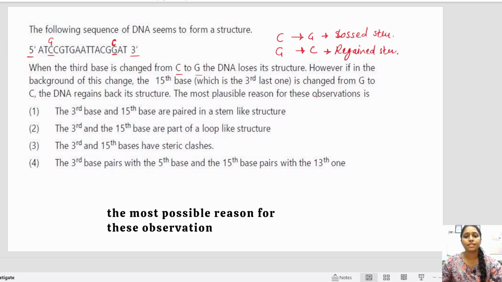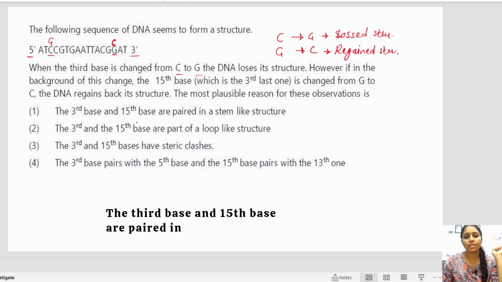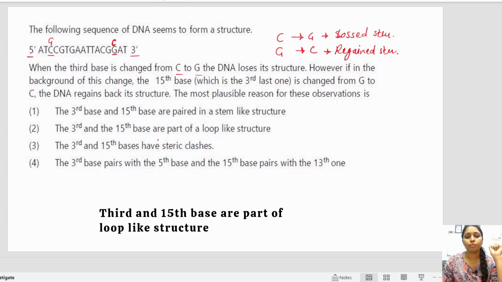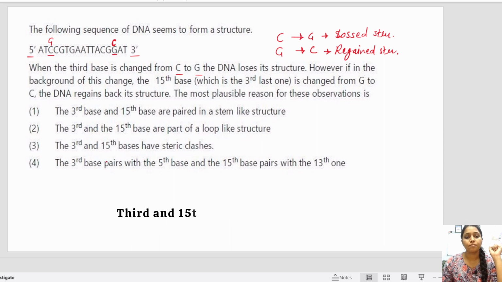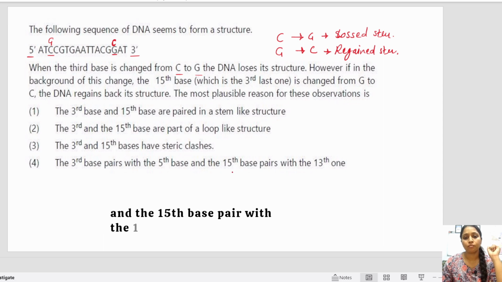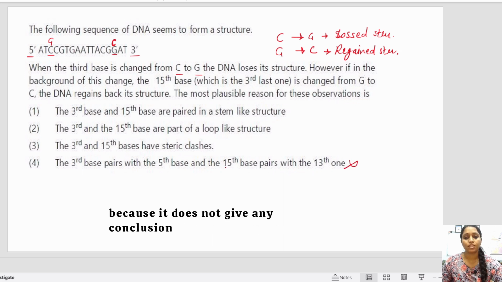The most possible reason for these observations is, so what could be the possible reason here? The third base and 15th base are paired in a stem-like structure. Third and 15th base are part of a loop-like structure. Third and 15th base have steric clashes. Third base pairs with fifth base and the 15th base pairs with the 13th one. This is absolutely wrong option, because no conclusion can be drawn from it here.